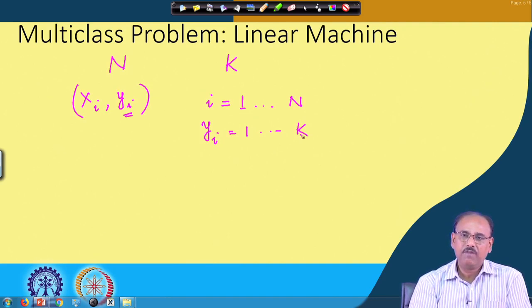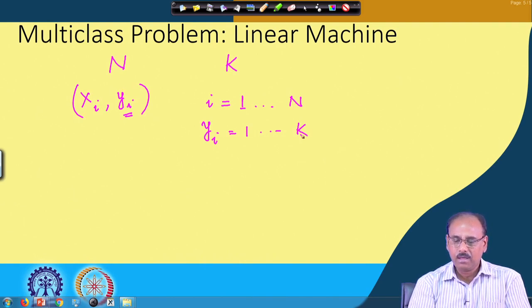For example, if I have categories corresponding to apple, bird, cat, dog, car, and so on, if apple is the first category, for apple yi will be equal to 1. If cat is the third category, then all the vectors belonging to the cat class will have yi value equal to 3, and so on.